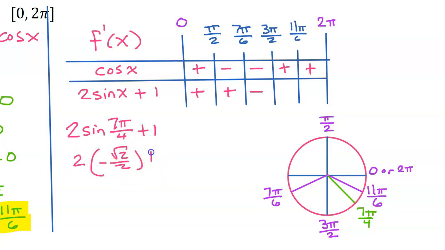So this is the same exact situation as before. The 2's cancel out, you have negative radical 2 plus 1, the negatives win. So this is a negative value.